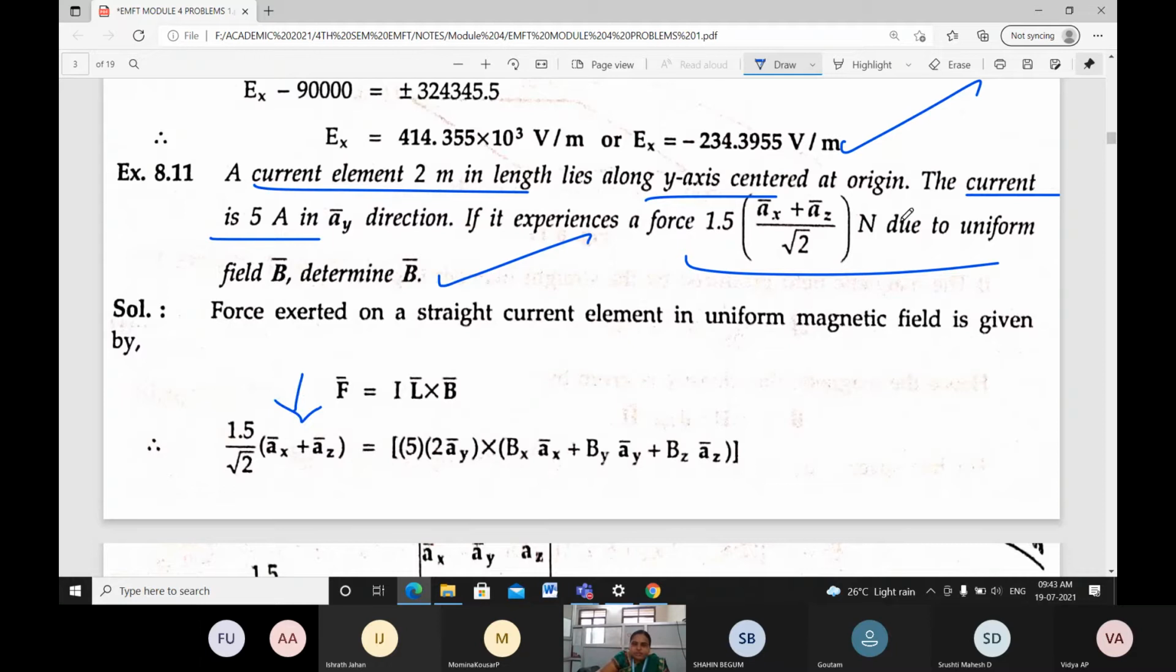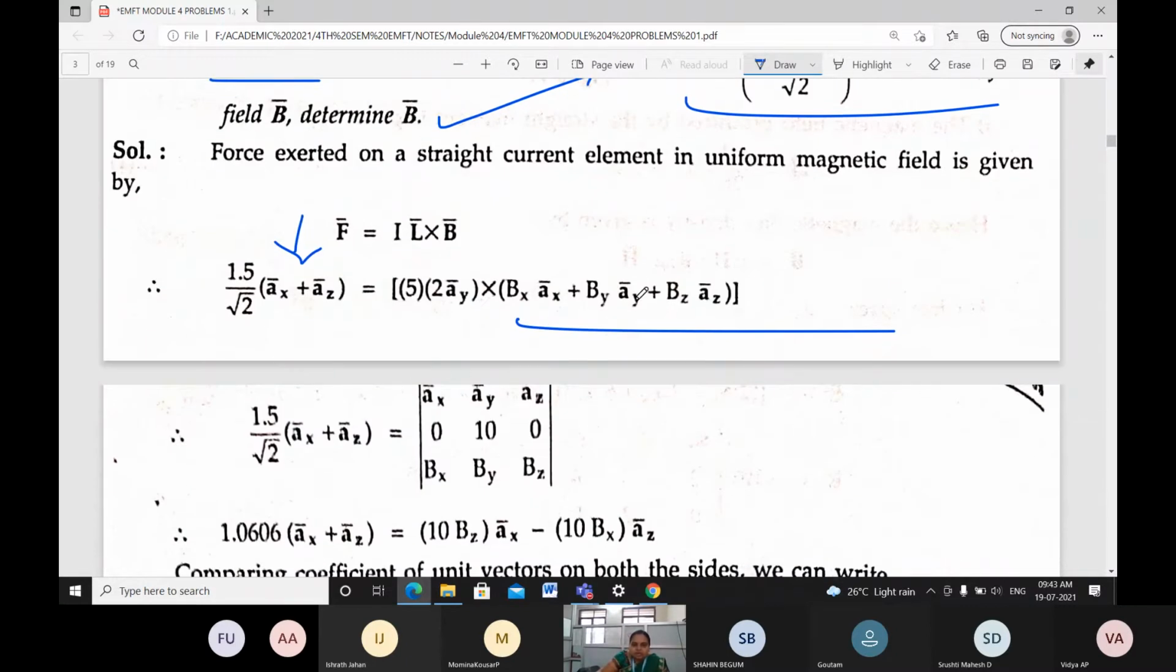Then it is going to be equal to I, which they have given as 5 amps. Then L is of what? In the direction of 2 meters. They are telling that it is in the AY direction, for that reason 2 into AY. It is crossed with B. We don't know what the B value is, for that reason writing the equation in terms of all the elements, that is BX AX plus BY AY plus BZ AZ.